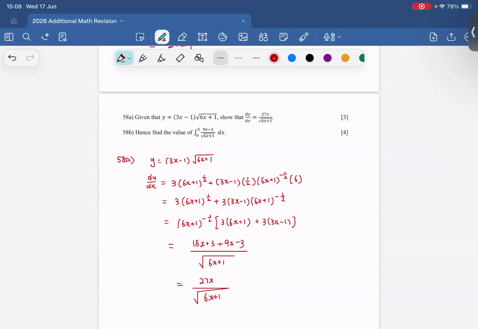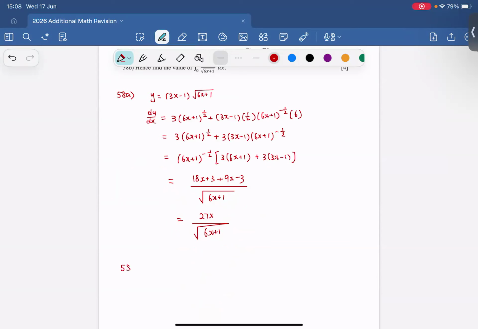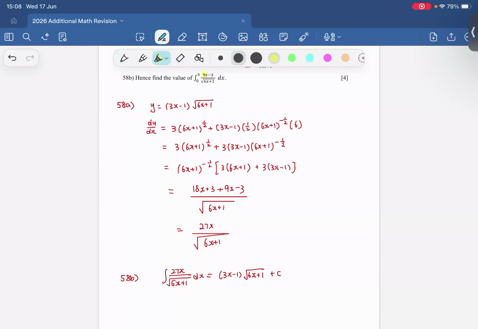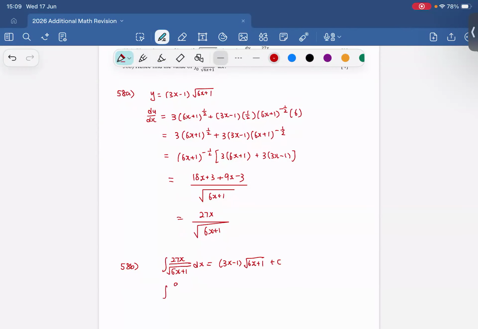Okay, so 58b, how do we start your question? We will not look at the question. I will always start my question using this. Plus C. Okay, so now we inspect. We see that they want 9x, but I have 27x. So first thing, divide by 3.